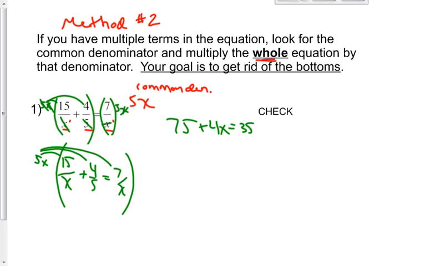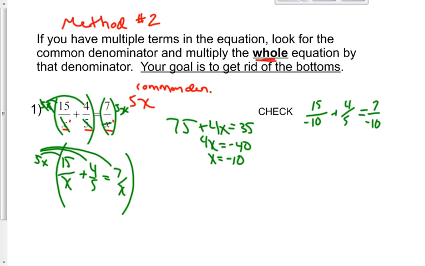Leave the 4x here, let's move the 75 to the other side. 4x equals negative 40, and x equals negative 10. Now I need to check this to see if this is going to be correct or not. 15 over negative 10 plus 4/5, does this equal 7 over negative 10?